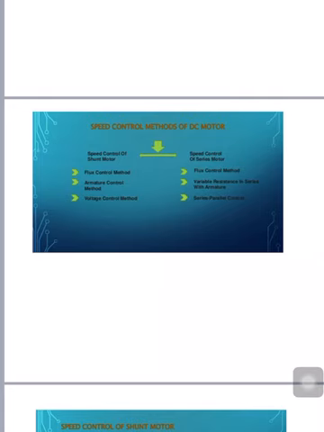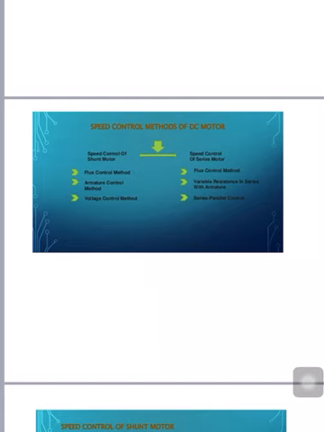Coming to the armature terminal voltage control method, the speed control of a DC series motor can be accomplished by supplying power to the motor from a separate variable voltage supply. This method involves high cost, so it is rarely used. Next, coming to the field controlled DC series motor, the first is the field diverter method, and the second is the tapped field control method.